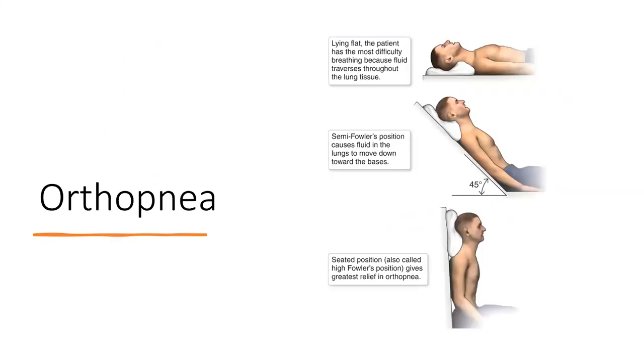So one of the things you might see is orthopnea. Lying flat, the patient has the most difficulty breathing because fluid transfers throughout the lung tissue. Semi-Fowler's position causes fluid in the lungs to move down toward the bases. Seated position, also called high Fowler's position, gives the greatest relief in orthopnea. So this is the justification for why we sit patients the way we do, it's actually pushing some of this fluid down so they can expand and get that breathing going.